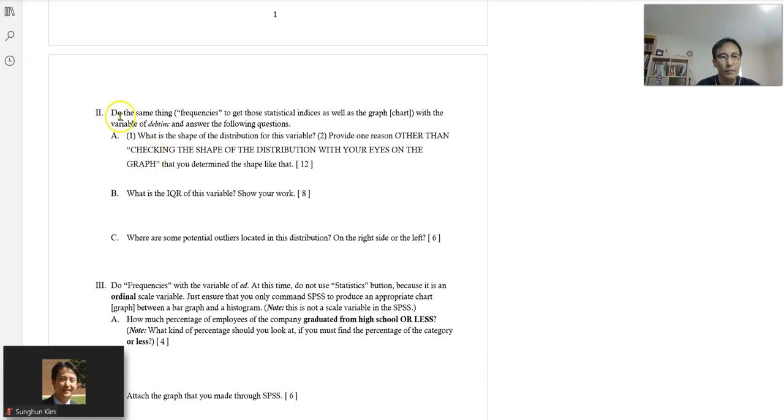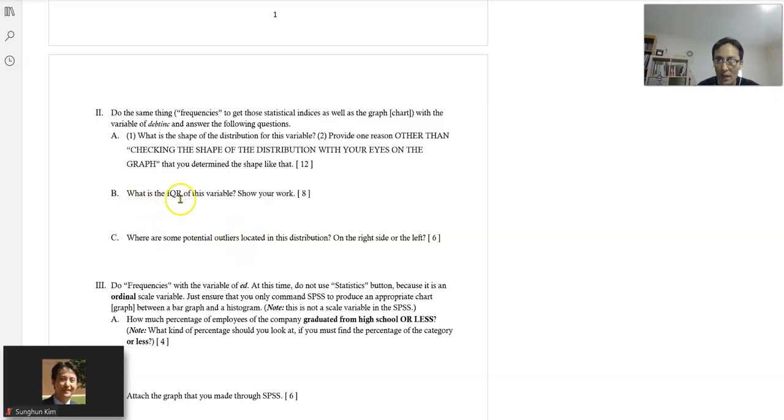Now, do the same thing here, frequency analysis with DEBTINC. So it's a debt to income ratio, I believe. So do the same thing, follow these questions, and then find the answer.